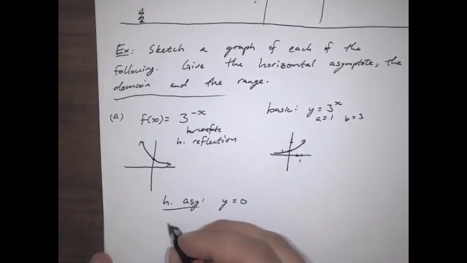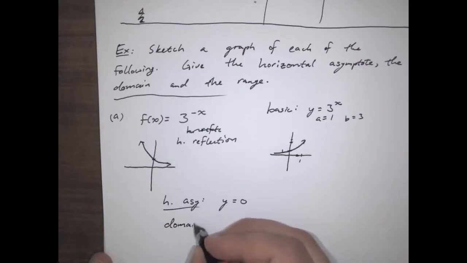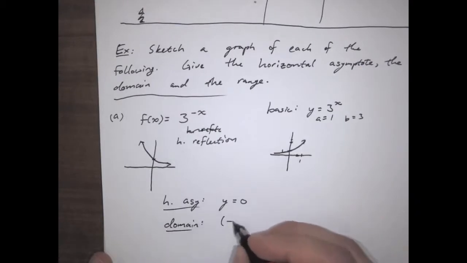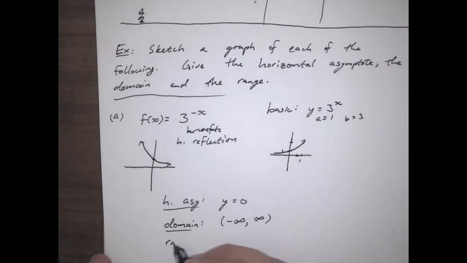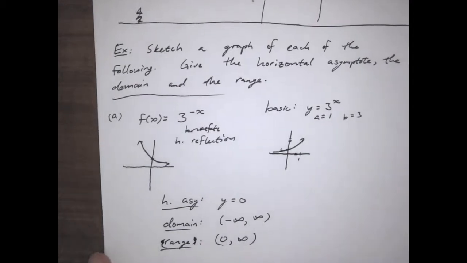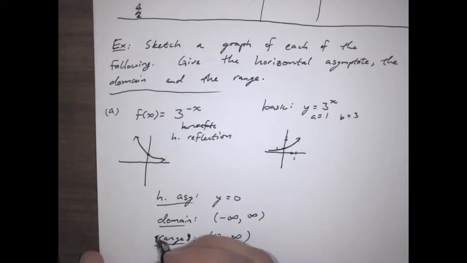The domain is still negative infinity to infinity, all real numbers. And the range is still 0 to infinity. So it's still all the positive real numbers.